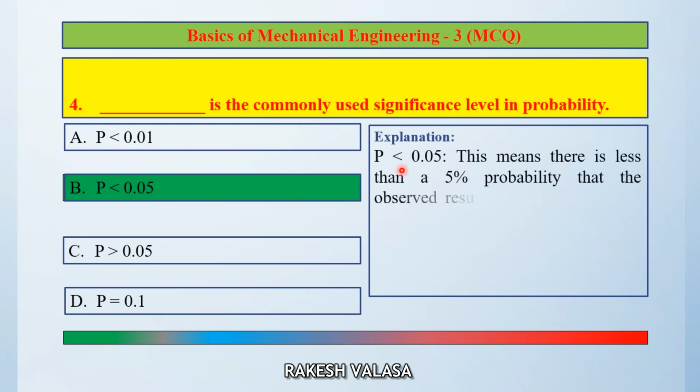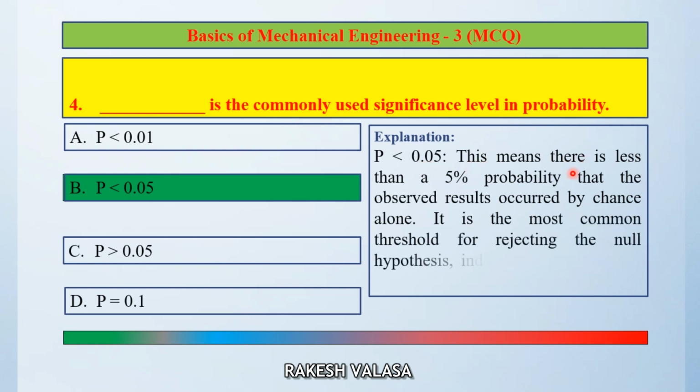P less than 0.05 means there is a less than 5% probability that the observed results occurred by chance alone. It is the most common threshold for rejecting the null hypothesis, indicating that there is a statistically significant effect. So the correct answer is option B P less than 0.05.